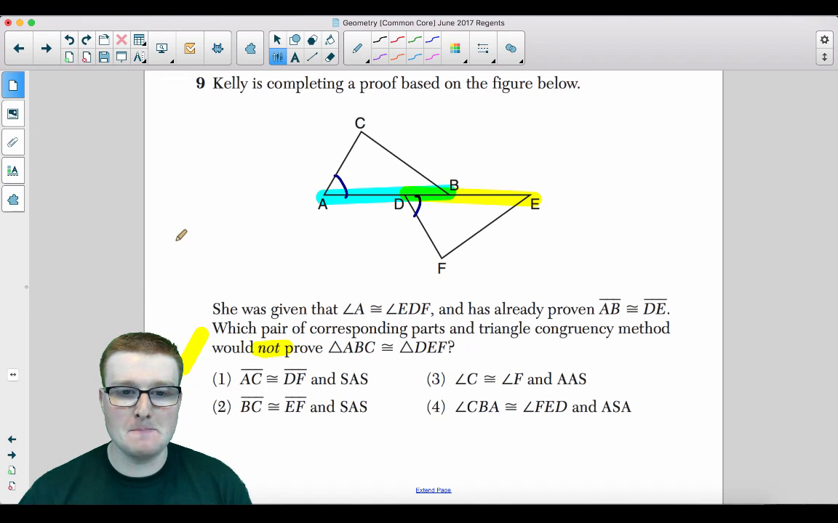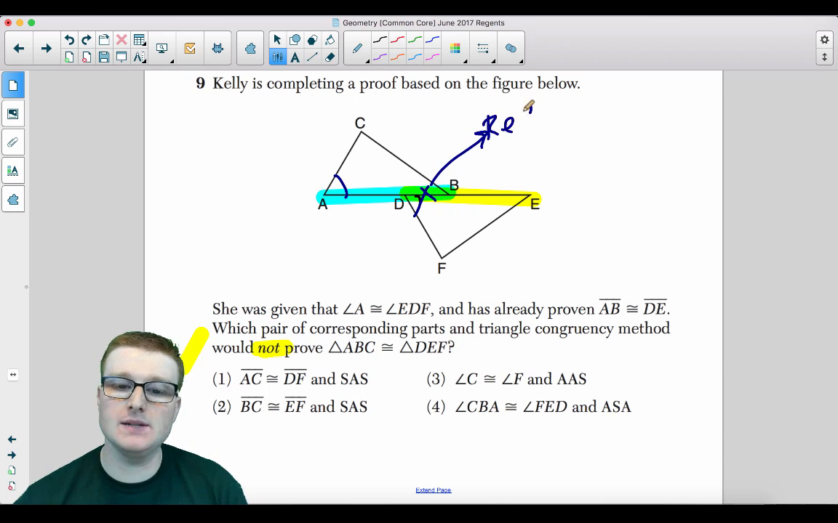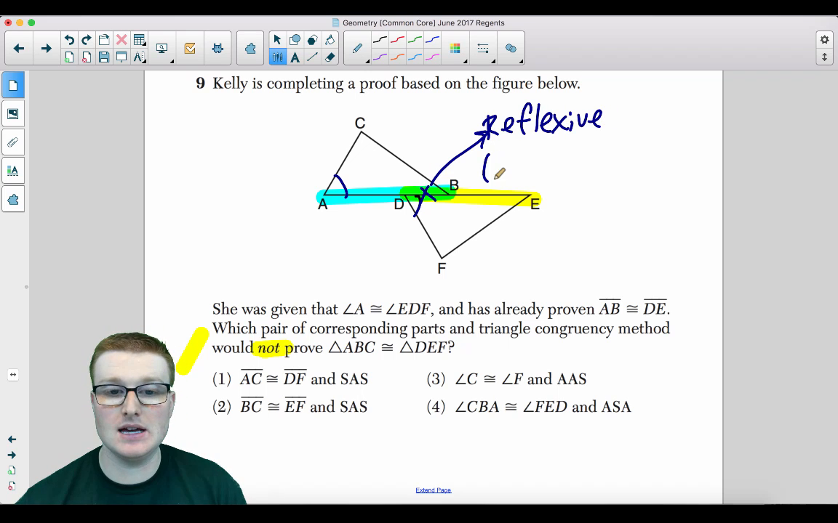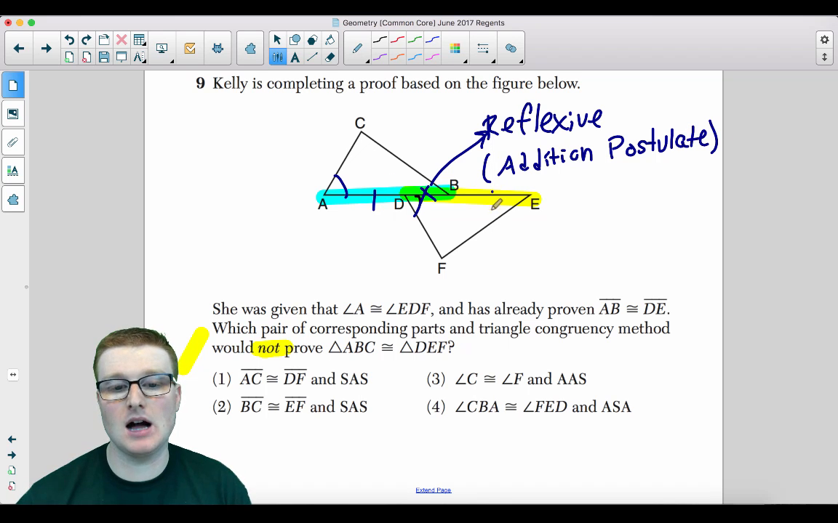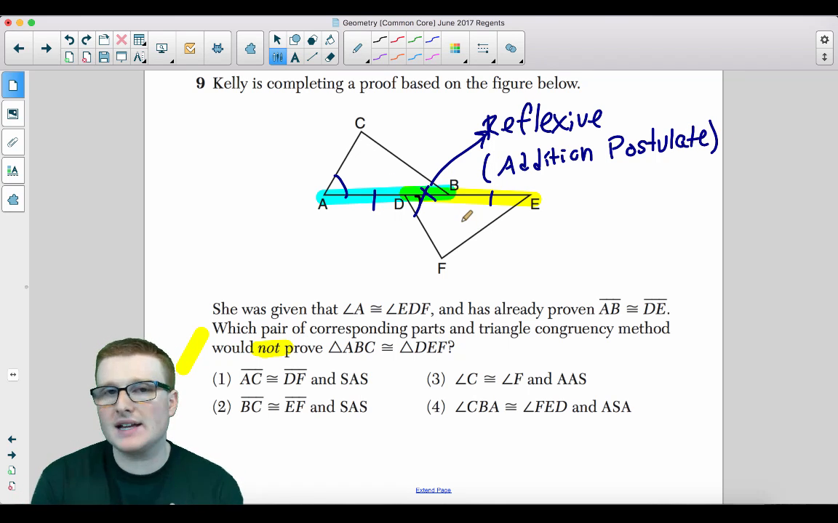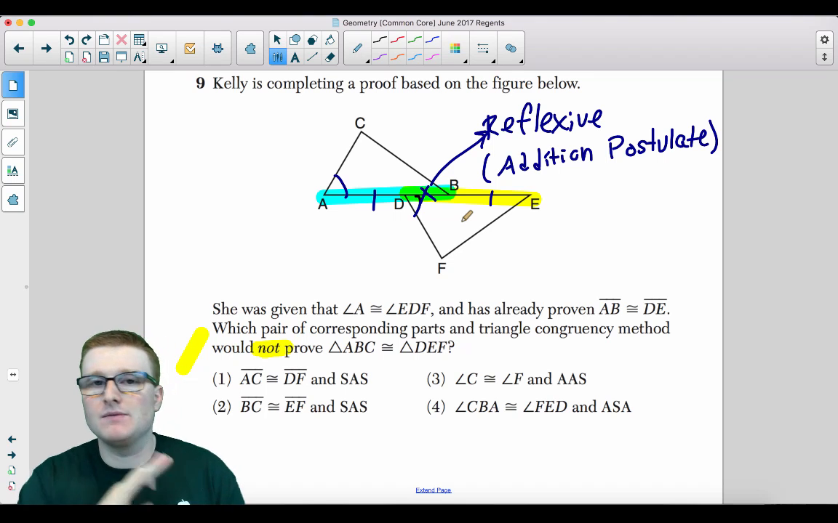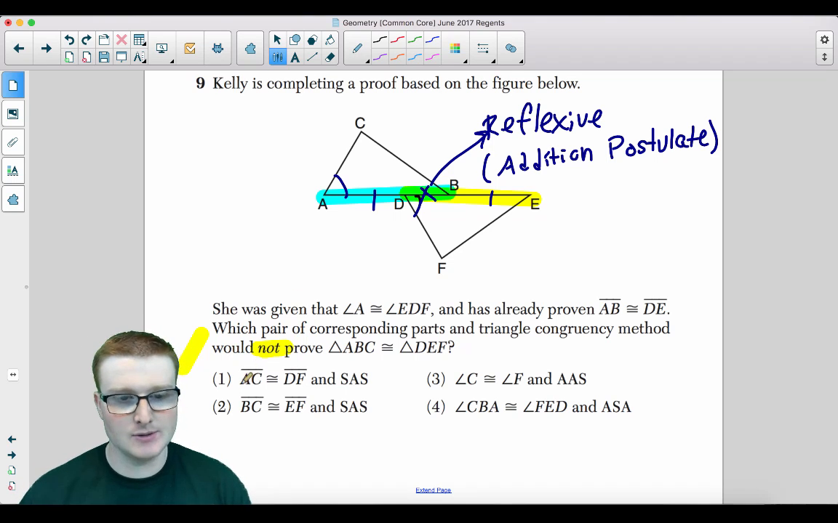So, first and foremost, notice how DB is reflexive. Reflexive means that it's shared between both triangles, and this is really the addition postulate. The reason why is that AD could be congruent to BE and DB is reflexive, and then you just add those two together. But besides the point, let's take a look at the answer choices.